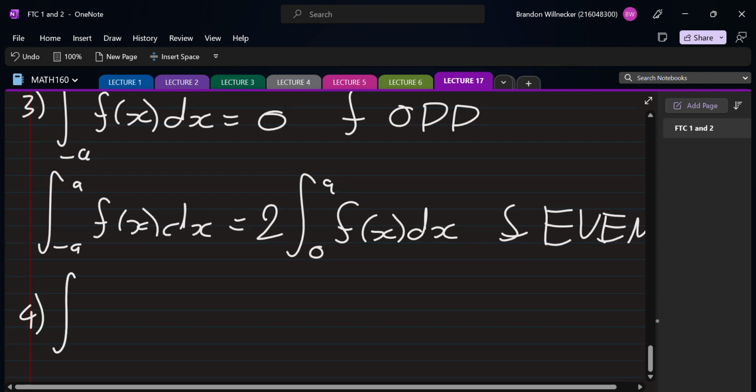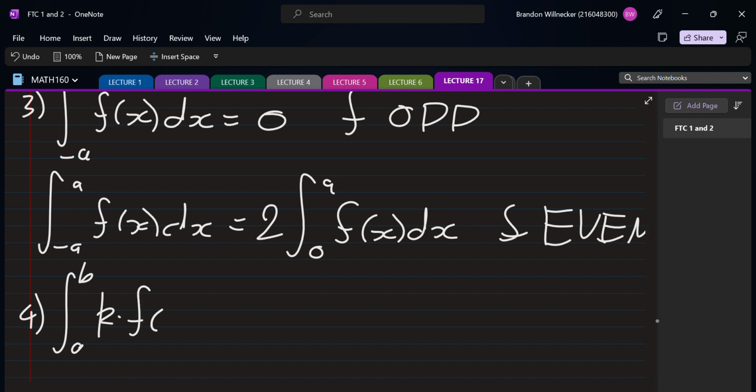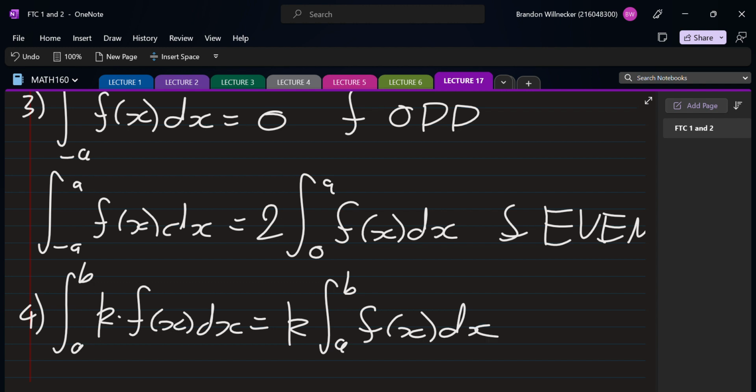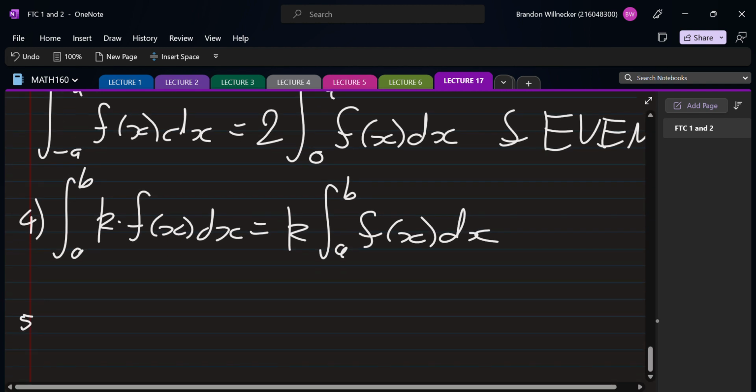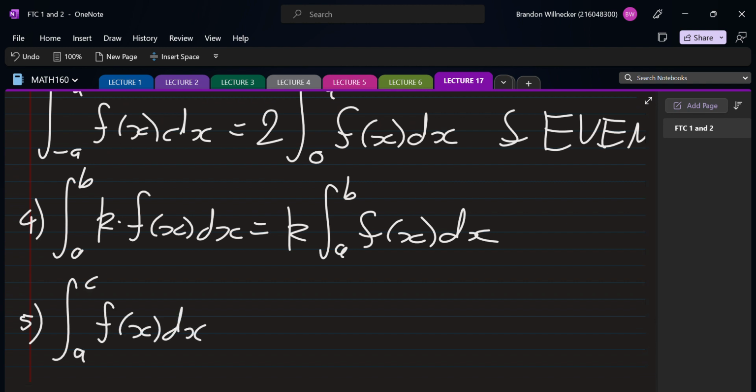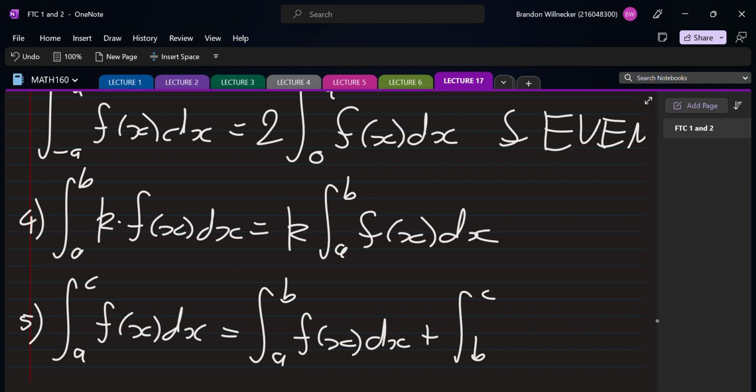Okay, number 4: the integral from a to b of k times f of x dx, so that's taking the constant out. That will be k times the integral from a to b of f of x dx. And number 5: the integral from a to c of f of x dx is equal to the integral from a to b. So this is where we split up the big interval into sub-intervals. Instead of going from a to c, we go from a to b, and then from b to c, plus the integral from b to c of f of x dx.